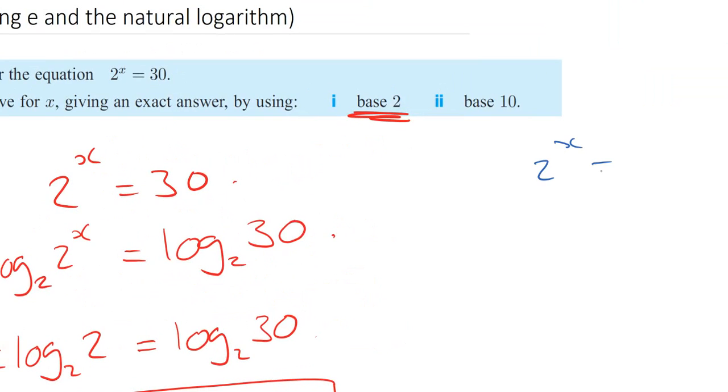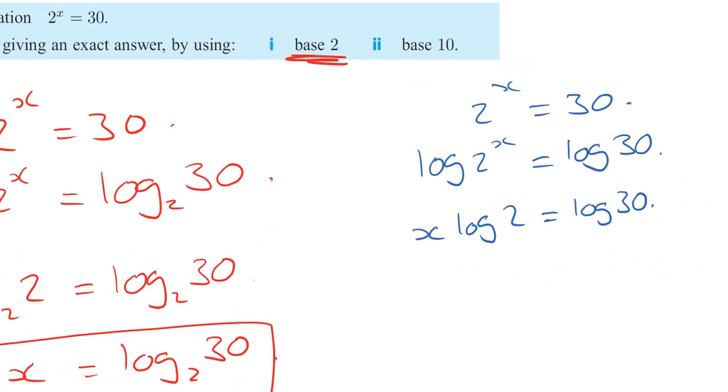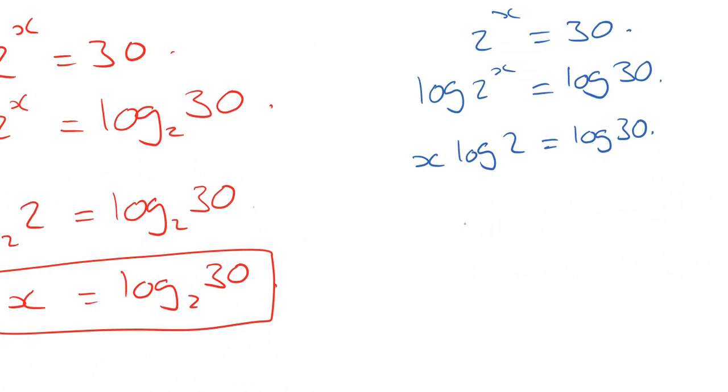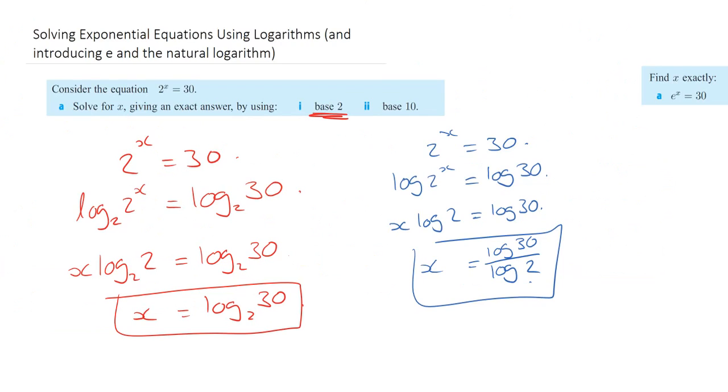I'm going to start off with exactly the same thing. I'm just going to take logs of both sides. Remember, if it's base 10, you don't need to write that base. So from there, I can bring down the x: x log 2 equals log 30. Now, log 2 and log 30 are just numbers, so we can divide both sides by them. If I write x as log 30 over log 2, I am finished. That's my exact value: log 30 over log 2.